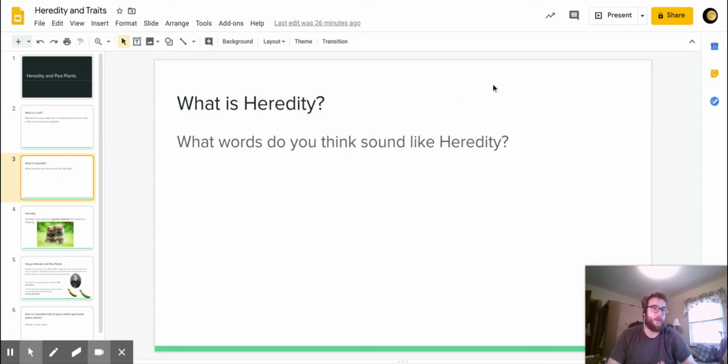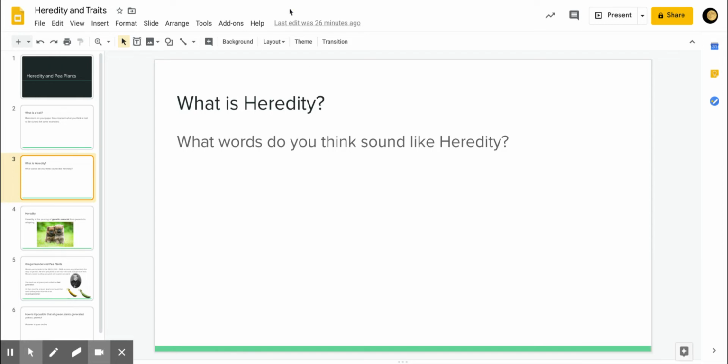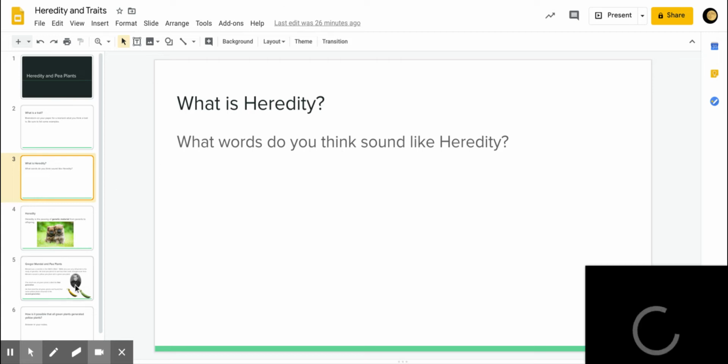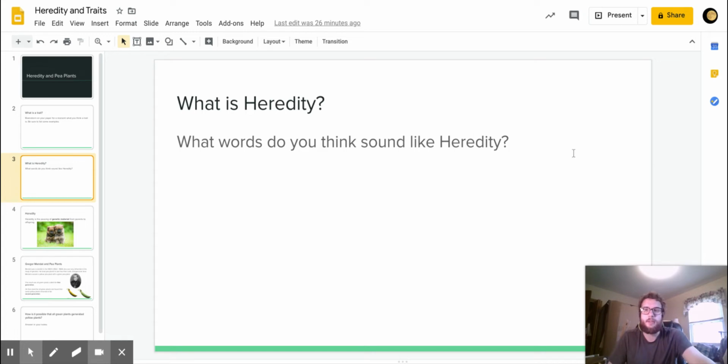Next up is the word heredity. So I'm not going to tell you right away what heredity is. I want you to see if you can recognize any words that sound like heredity. And again, in your notes, you'll find a space for that. So, oh, never mind. I ruined it. There is no space for that. You'll just have to think about it. Hopefully you're doing some thinking right now.